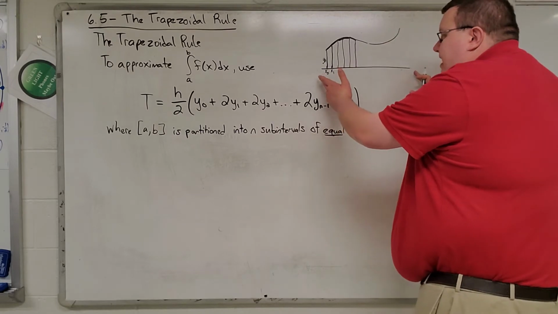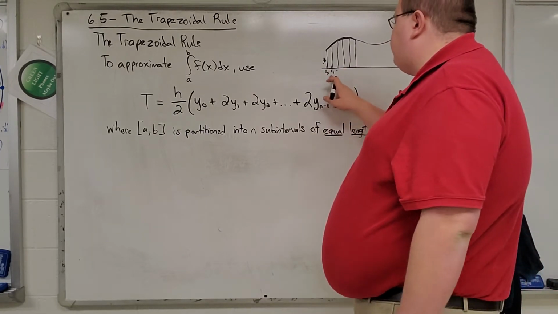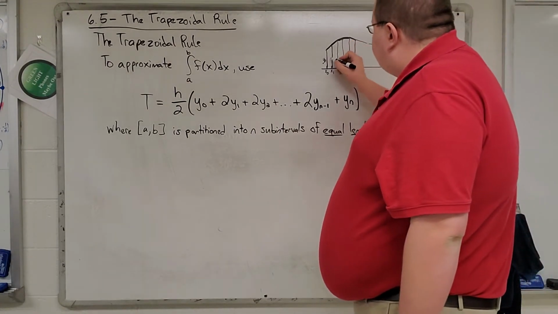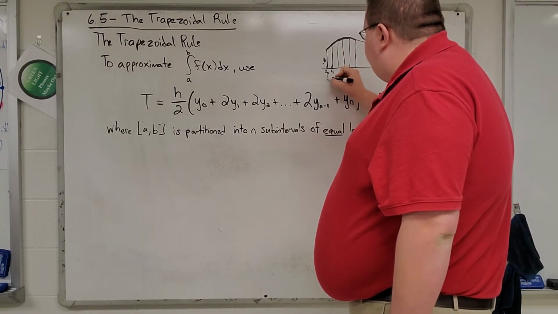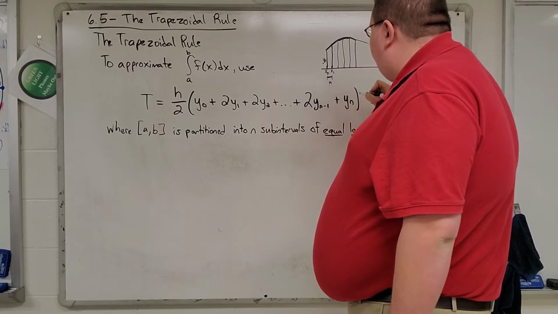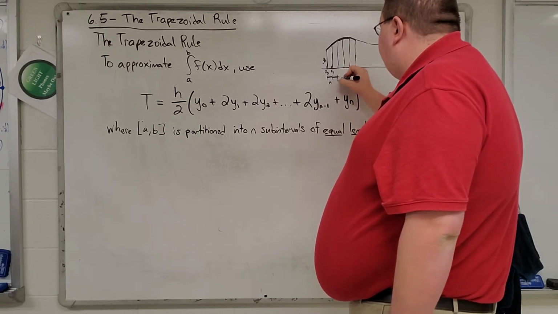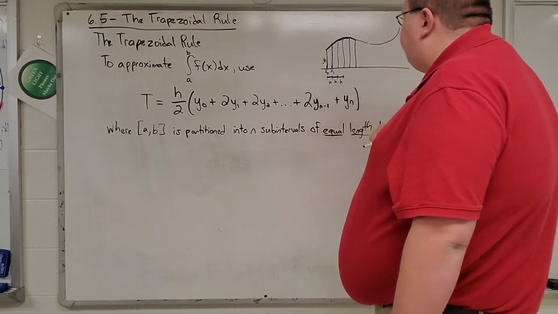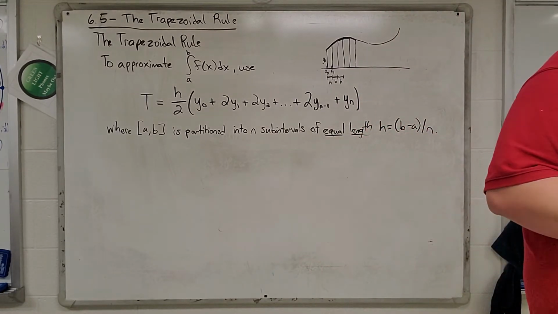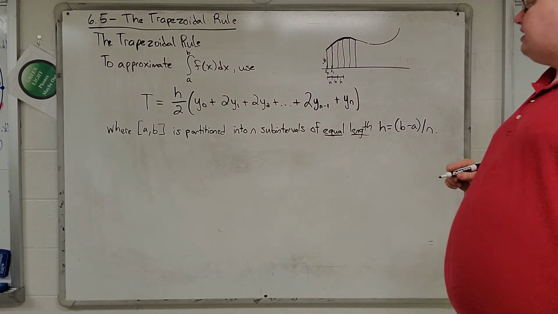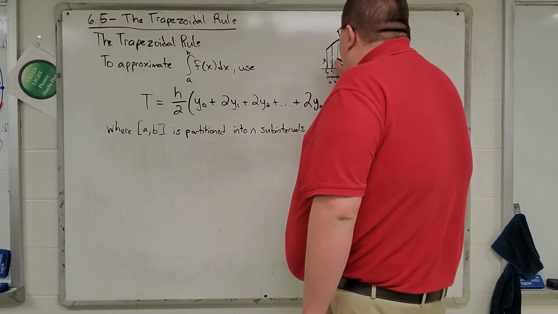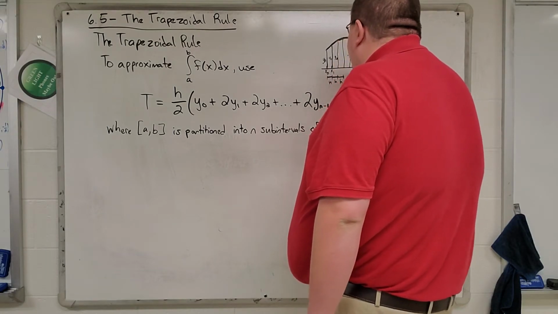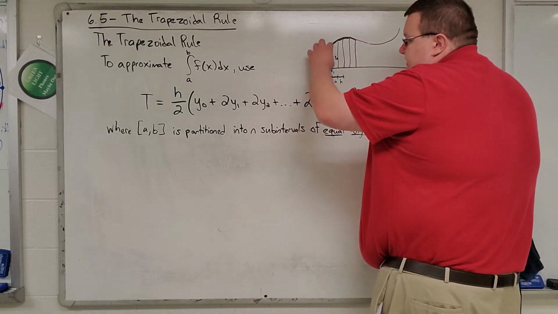I'll get those from how many subintervals I want. What are those x values there? So I'm going to have, and again, the width of each one of these is h. All of these are h width. That distance there is h. All of those are h wide. So I take that and I look at my y sub 1, y sub 2. Those will be the y values at each one of these.